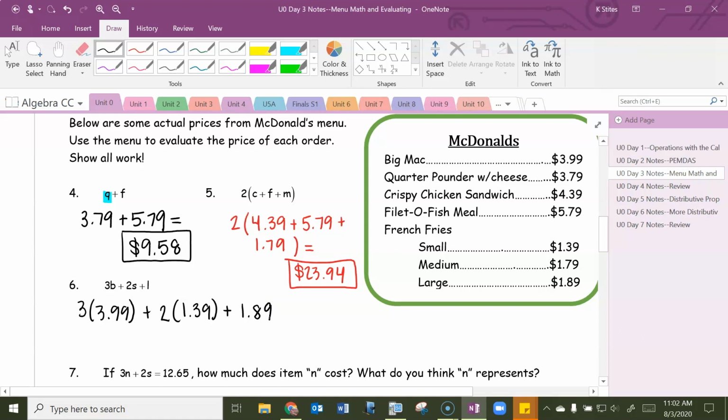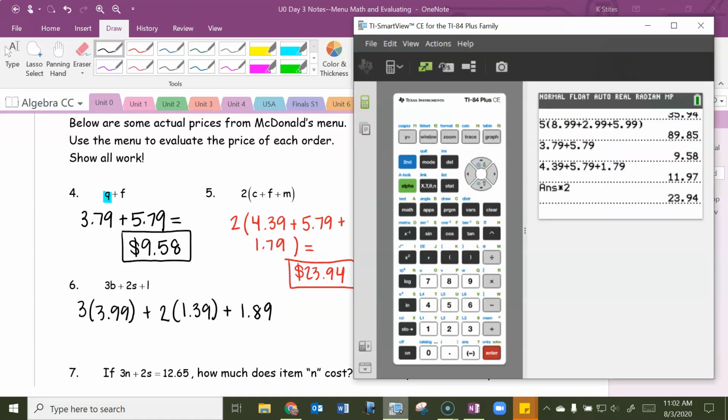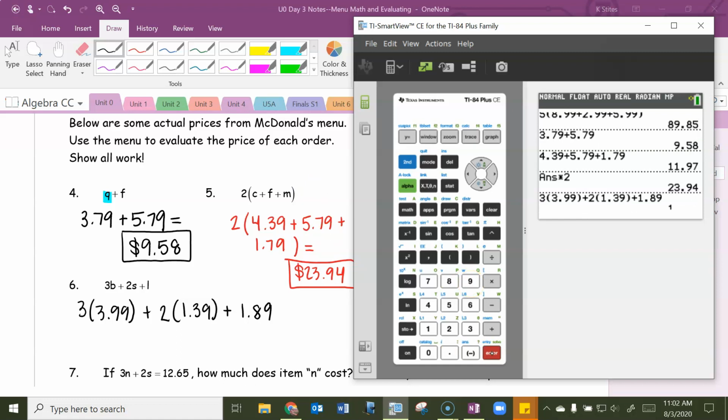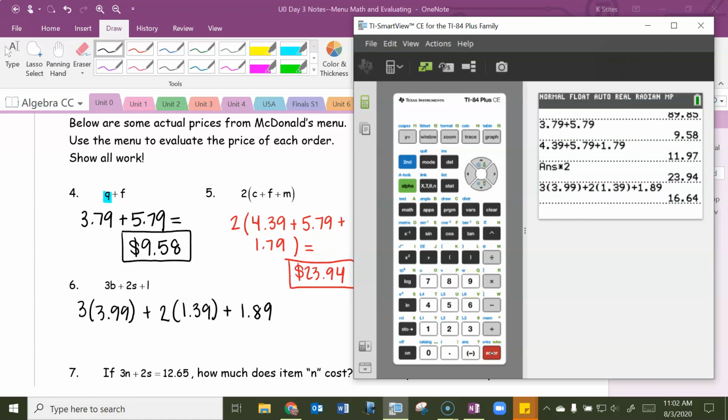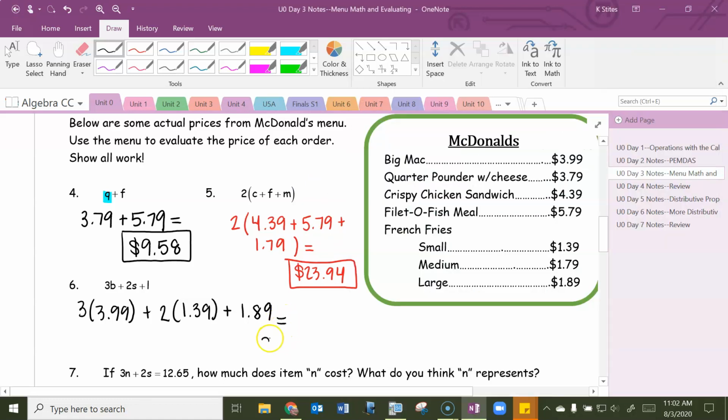All right, and let's just type that in. And notice I'm using parentheses, but you could also just use the times button. That would be fine as well. All right, $16.64, and again, make sure you have a $ sign in the front.